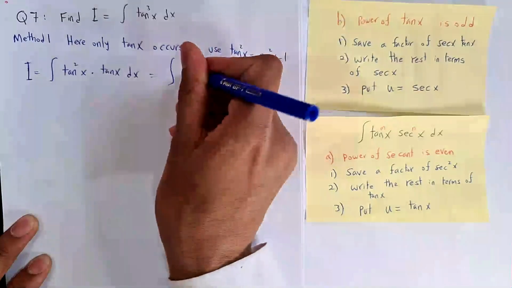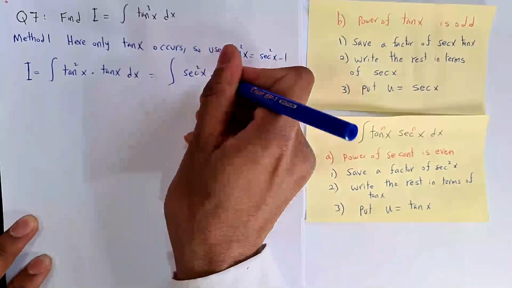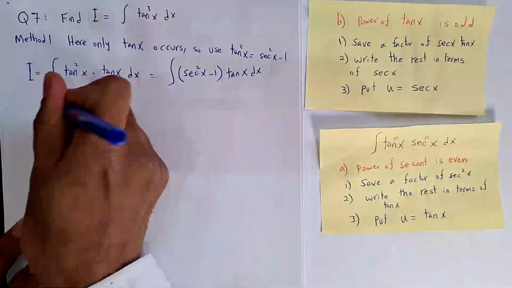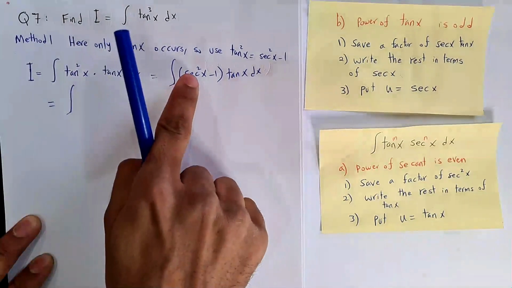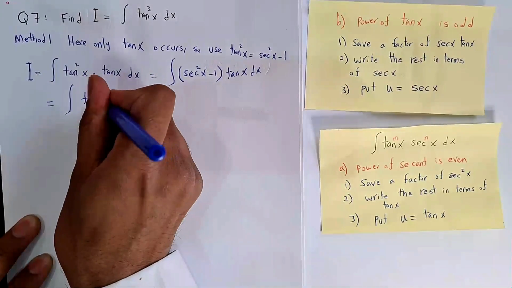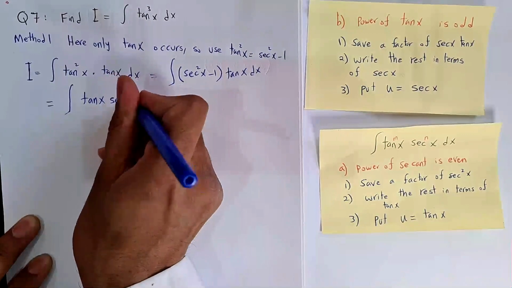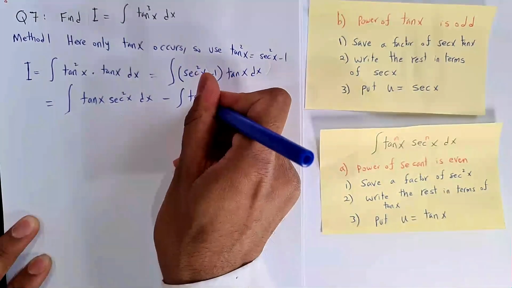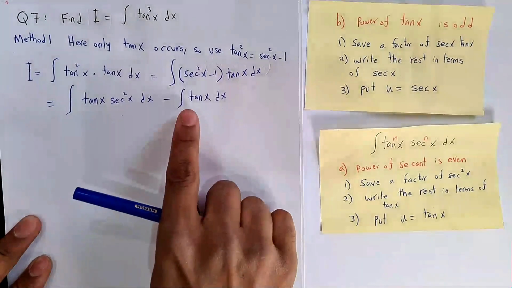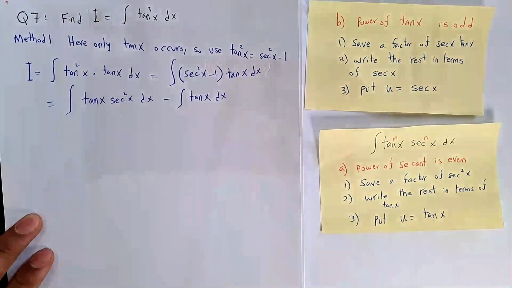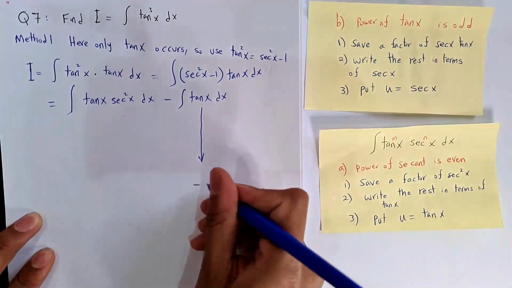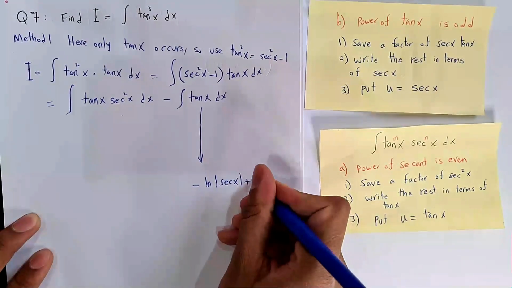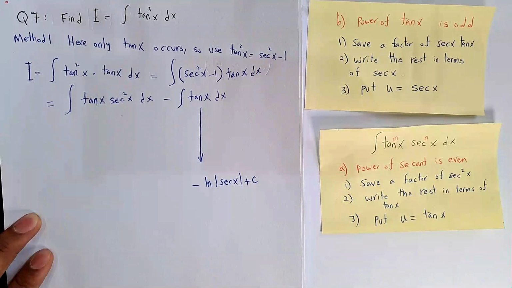As I said, tan square is secant square x minus 1. Tan x, you write it as it is. Now you simplify and you expand. Secant square times tan, I will write it this way: tan x secant square x dx. Then you have minus the integral of tan x. Now you remember the integral of tan x is already done. It is minus ln absolute value of secant x plus constant c. Look here, the minus is given here.